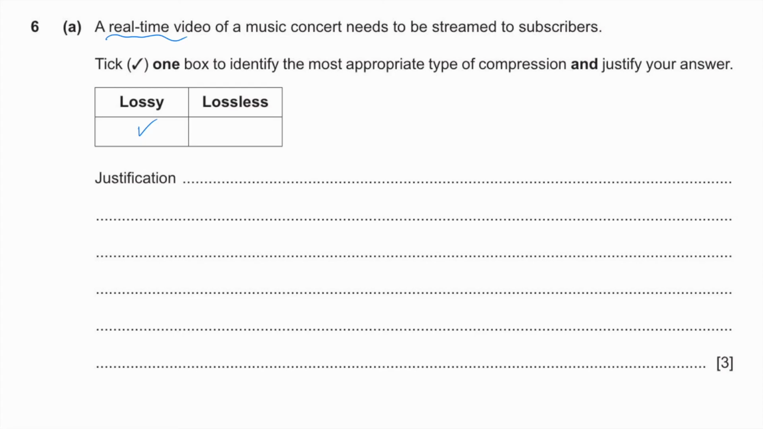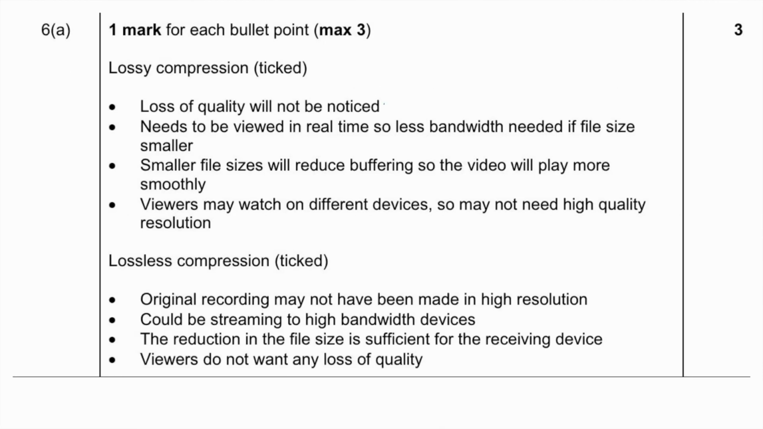But let's see what the mark scheme says. So yeah, this is what I mentioned. I mentioned buffering as well. We actually need 3 points though, or 3 different reasons why. And I think the third one is that viewers may watch on different devices, so they may not need as high quality of resolution as would be given with, for example, lossless compression or without any compression at all whatsoever.